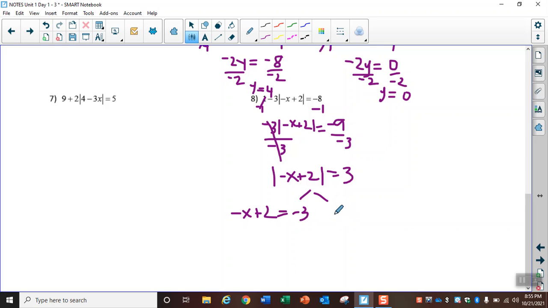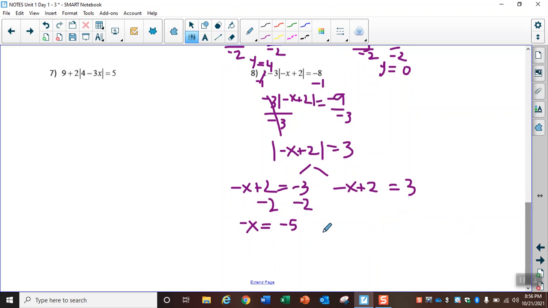Write the opposite, or negative x plus 2 equals 3, positive 3. All right, so I'm going to get rid of this 2 here. It's a positive 2, so I'm going to subtract 2. And then I get negative x equals negative 5.